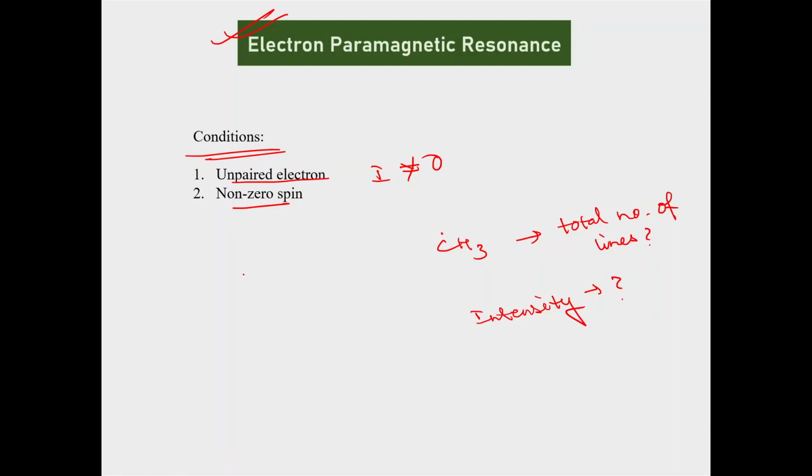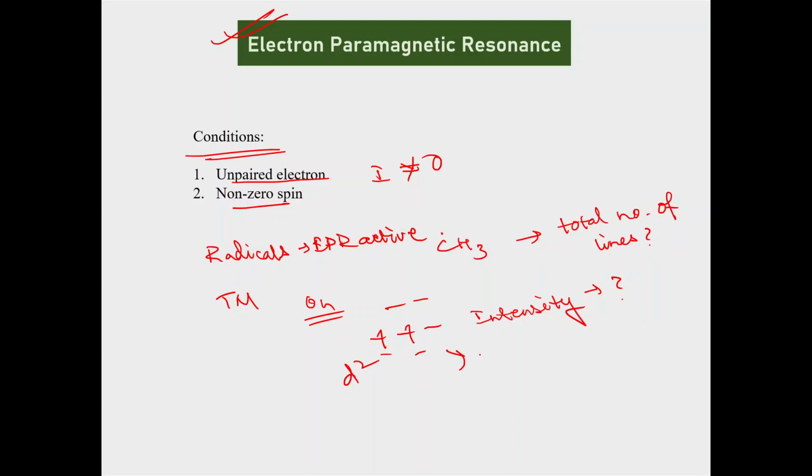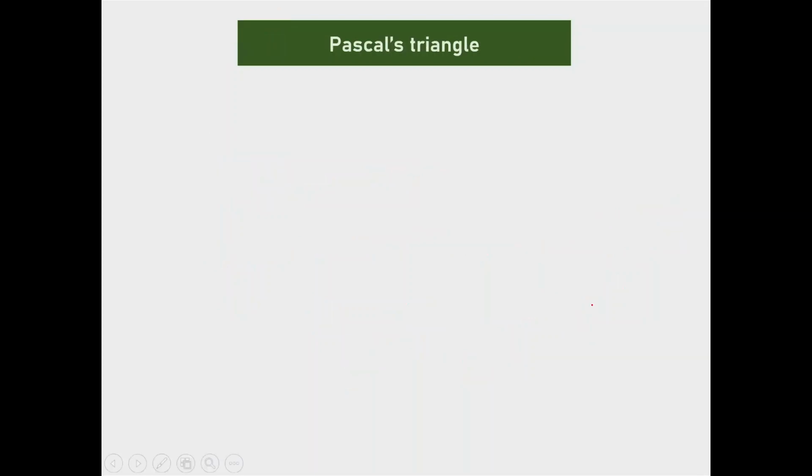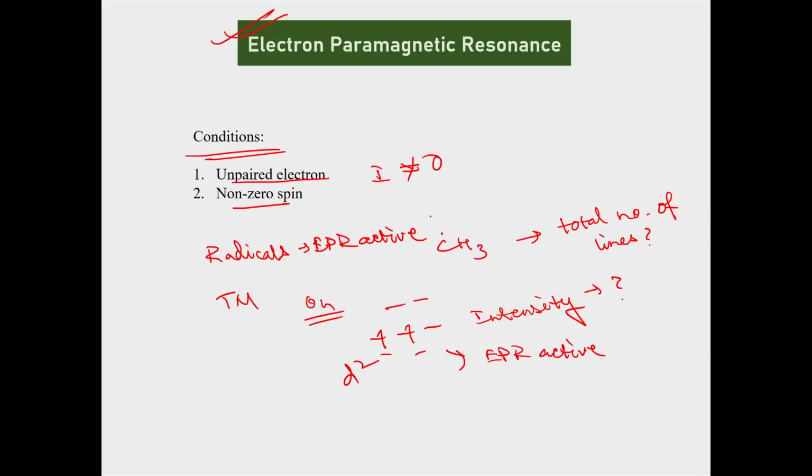Now, mostly EPR active species are all the radicals. Then, transition metals having unpaired electrons: let's say we have an octahedral complex which has a d2 system. Here we can see there are two unpaired electrons, so this complex will also be EPR active. Okay, now in this question, what they are saying is for the methyl radical.